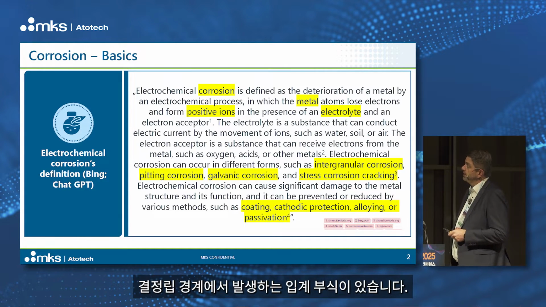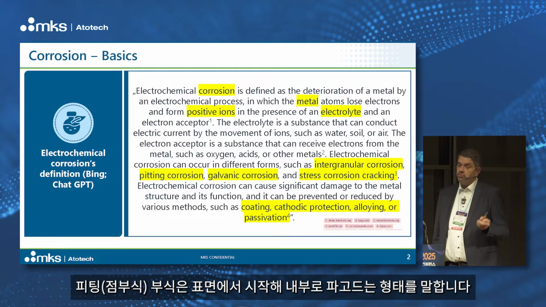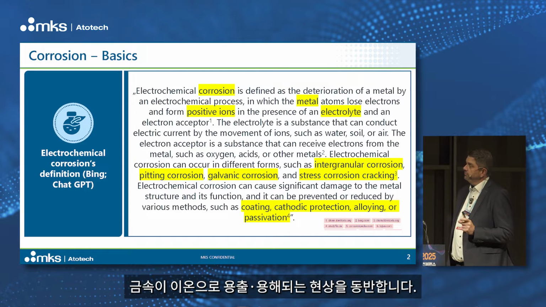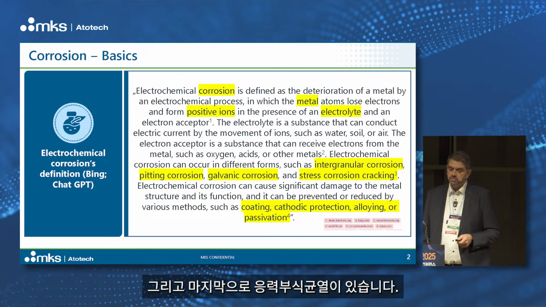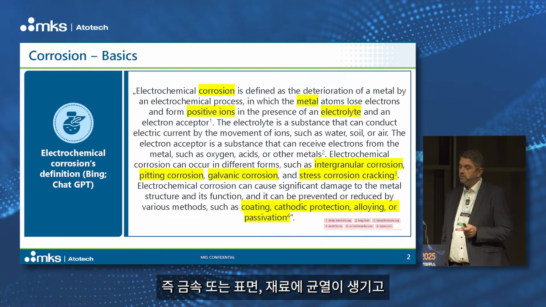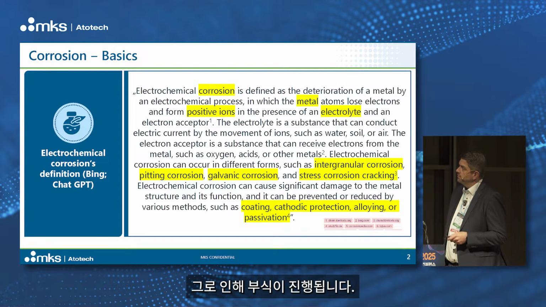So we have corrosion within the crystals, intergranular corrosion. Pitting corrosion means on the surface and going into the surface. Galvanic corrosion, so there you have dissolution of metals into ions, and then in the end stress corrosion cracking. So there the metal, or the surface, the material is cracked, and then corrosion is happening.